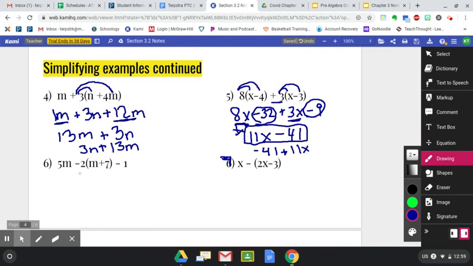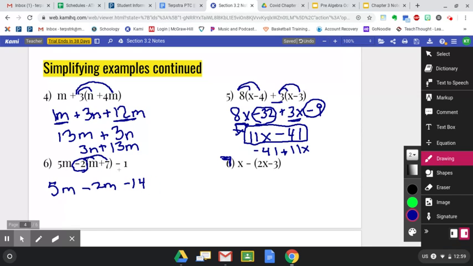Now, this one's tricky. The parenthesis set is in the middle. So what I'm going to do is the 5m, I'm just going to leave that out in front. And notice I have this negative 2 is what I'm going to distribute. So I'm going to distribute the negative 2 times m and get negative 2m. And then I have negative 2 times positive 7, which is negative 14.